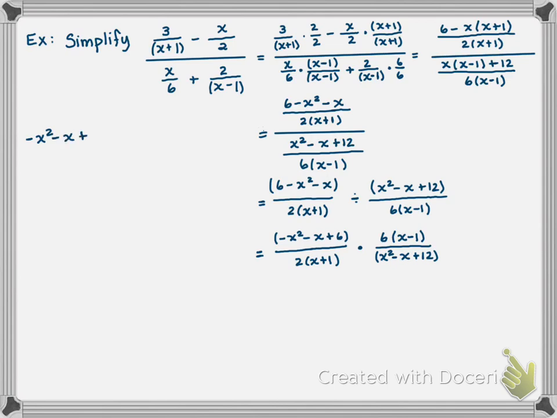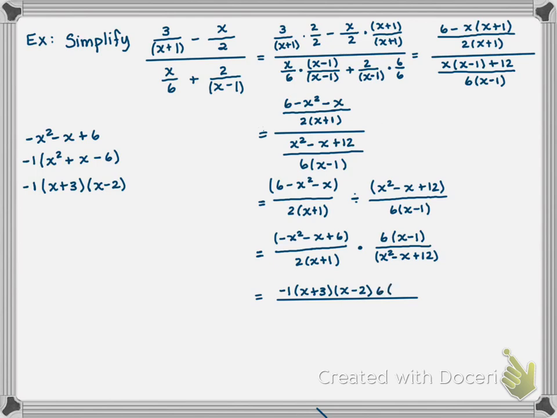Minus x plus 6. So to factor that, I'm going to start by factoring out a negative 1 to get that positive leading coefficient. And then my AC is negative 6 and my B is 1. So I'll use 3 and negative 2. So one big fraction: I have negative 1 times x plus 3 times x minus 2, and then 6 times x minus 1.